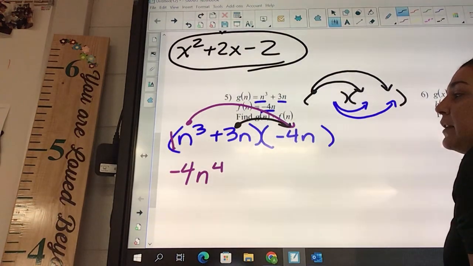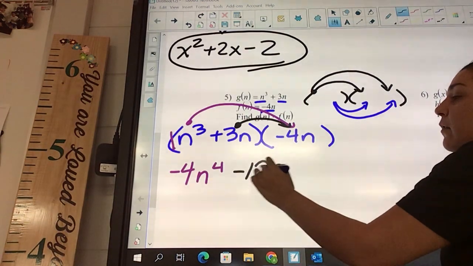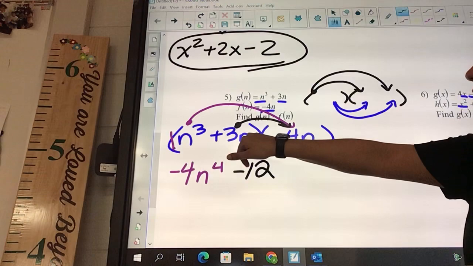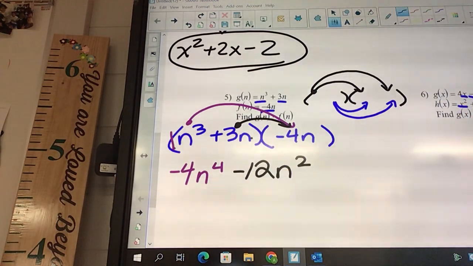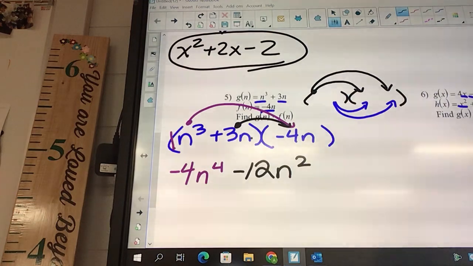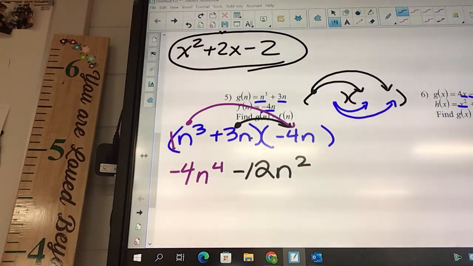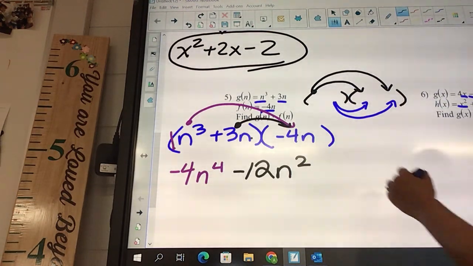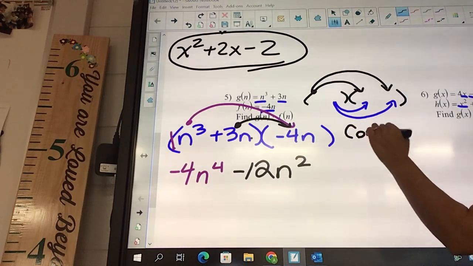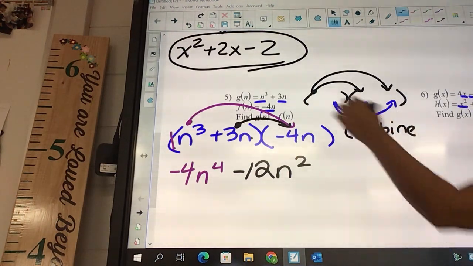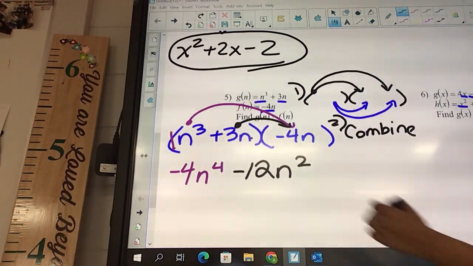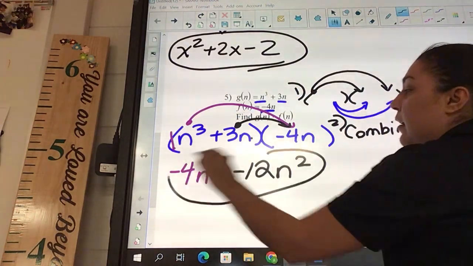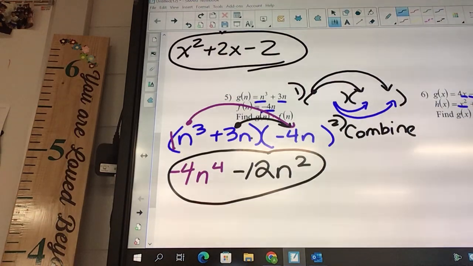Okay. And then you're going to take this one and multiply it by this one. Well, 3 times negative 4 is going to be negative 12. And then we count our n's. Well, he's got 1 and he's got 1, so it's going to be n^2. Okay, and then your next step would typically be to combine. In this case, is there anything we can combine? No, so this problem is done. I can't combine these two because one has a 4 for an exponent and one has a 2.